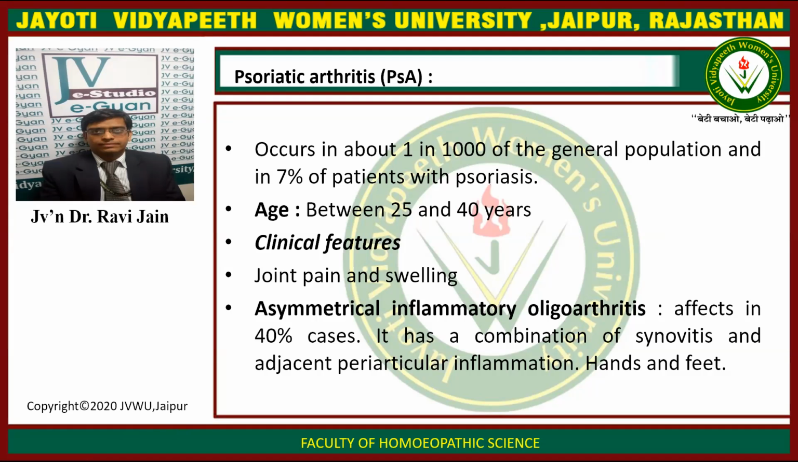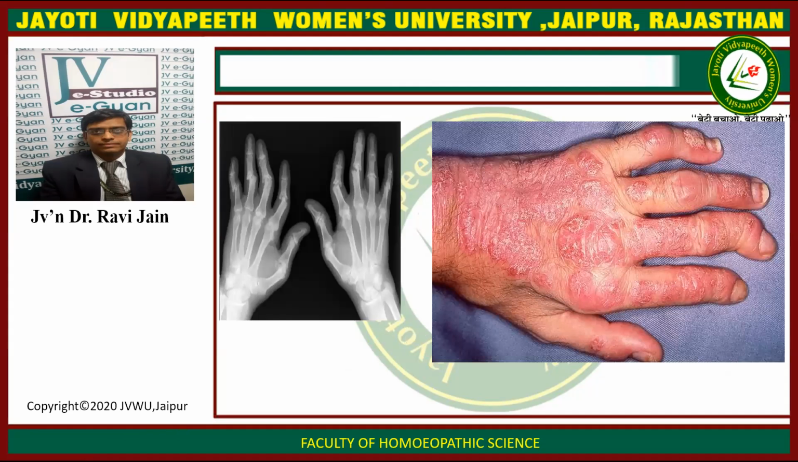There are different types of oligoarthritis. The first one is the asymmetrical inflammatory oligoarthritis. It affects 40% of the cases and it has a combination of synovitis and adjacent periarticular inflammation in the hands and feet. As the name suggests, oligoarthritis means involving few joints, asymmetrical, that is not affecting both sides, and it contains inflammation. This is psoriatic arthritis.